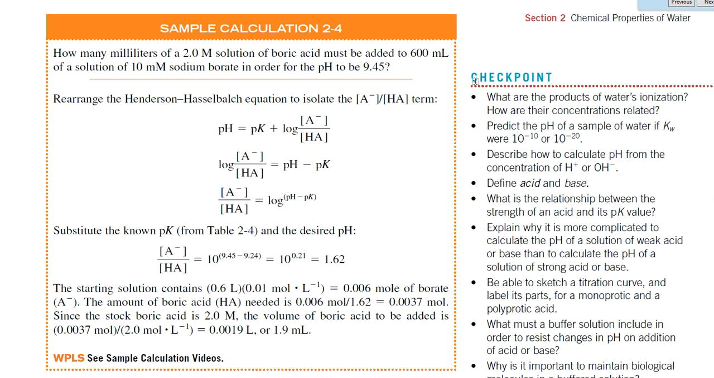The next question is: how many milliliters of a 2 molar solution of boric acid must be added to 600 ml of a solution of 10 millimolar sodium borate in order for the pH to be 9.45? It seems very complicated, but it is not. Again, start with the Henderson-Hasselbalch equation. From it, pH is equal to pK plus log of conjugate base by acid. What is given to us? We know the value of the conjugate base, and we know the value of the conjugate acid.